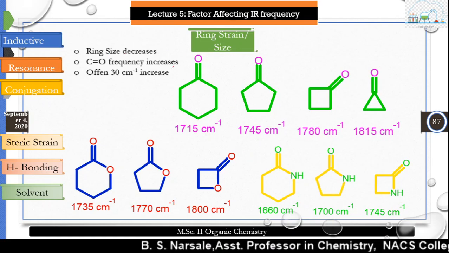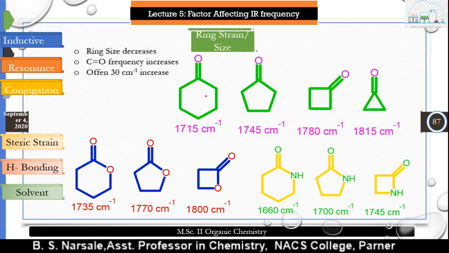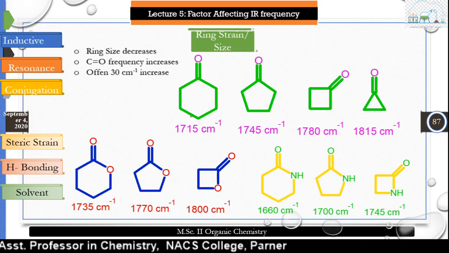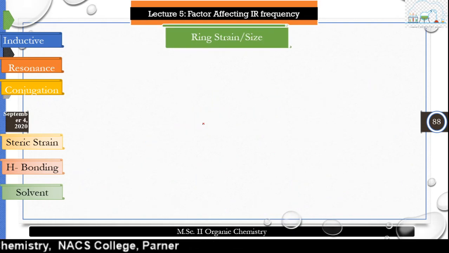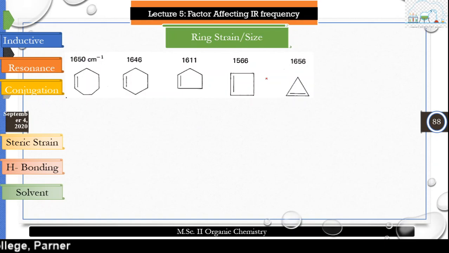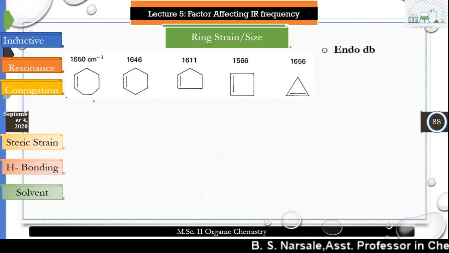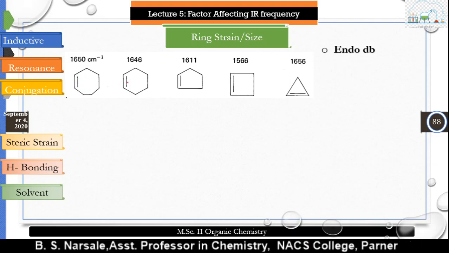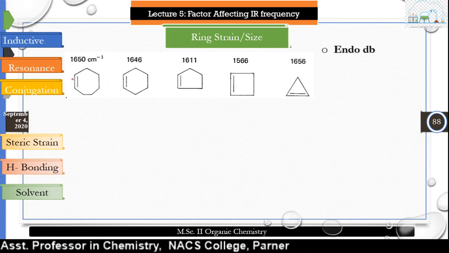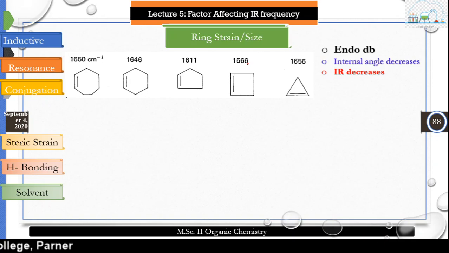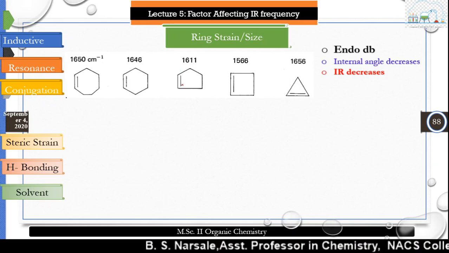That means as ring size decreases, the stretching frequency increases, due to the change in the p character. Now again the p character is very important in the endo double bond. Endo double bonds mean the bond is present inside the ring. If you look, all these bonds are present inside the ring, and if you go from higher ring to lower ring, what happens? The stretching frequency decreases, as there is a decrease in the angle for the internal double bond, or we call it an endo double bond.